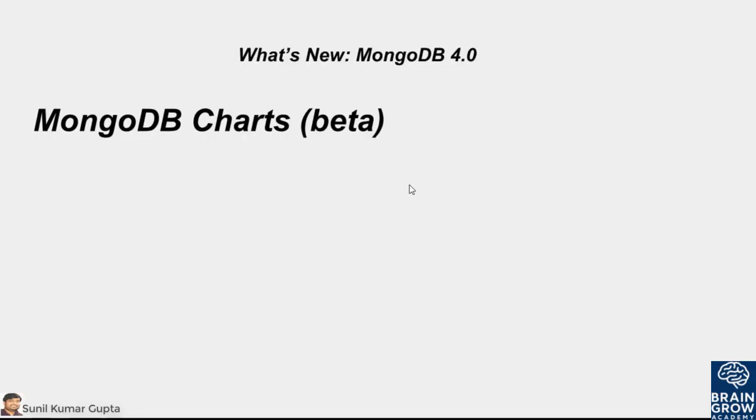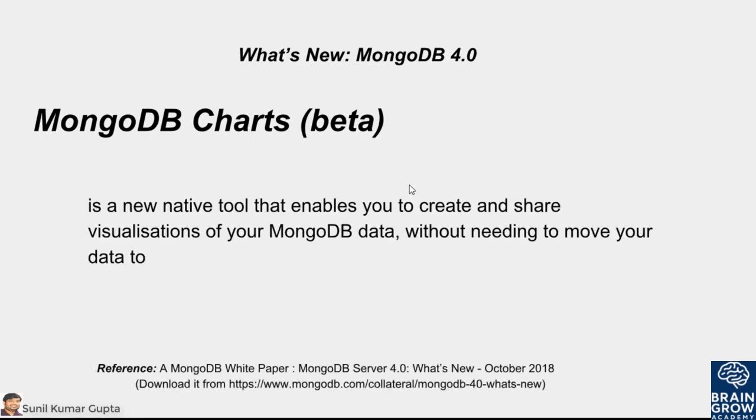Next very good and very important feature is MongoDB Charts, which is in beta version currently. So MongoDB Charts is a new native tool that enables you to create and share visualizations of your MongoDB data without needing to move your data to any other data visualization tool. It means that now well within your MongoDB server, you can visualize your data using MongoDB Charts. So if you have MongoDB data and you want to create some chart or graph, you can use MongoDB Charts to create your charts and graphs and share them with your teammates.